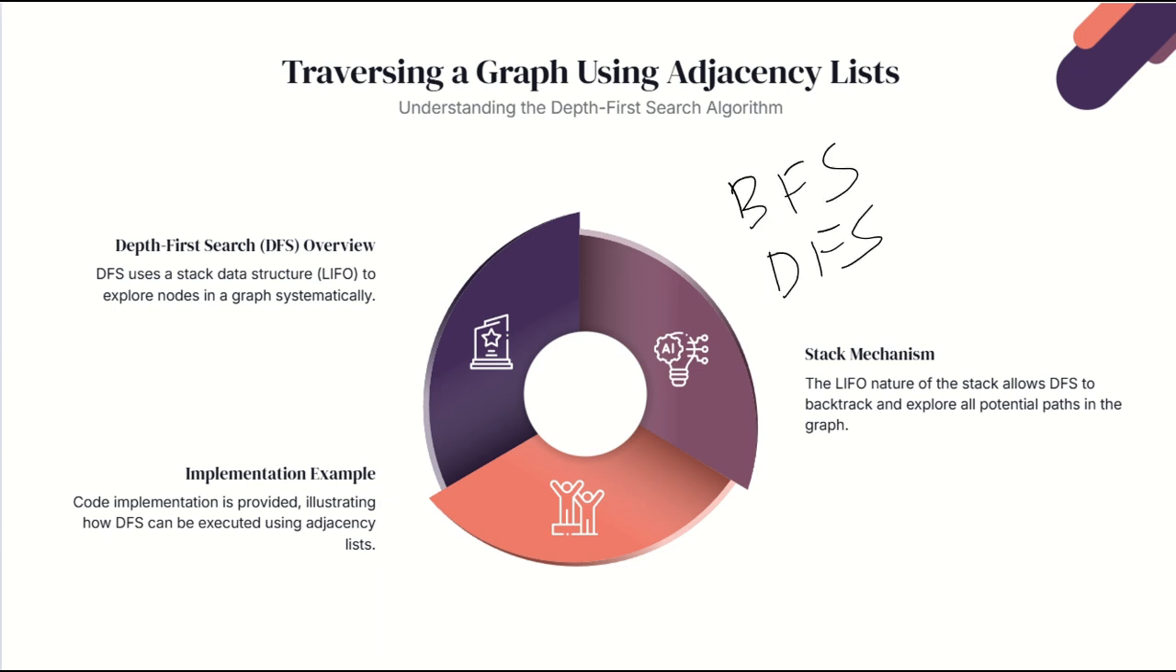In BFS and DFS, DFS is used because it is a last in, first out data structure, and it also uses a stack mechanism that allows DFS to do back traversal. For the implementation example, code is provided showing how DFS can be executed. DFS and BFS are both fine, but DFS is recommended because back traversal is available. In BFS, we don't have the option of back traversal, so we generally prefer depth first search.